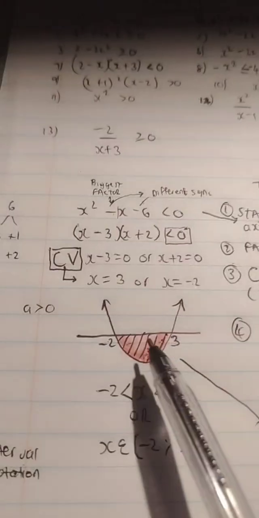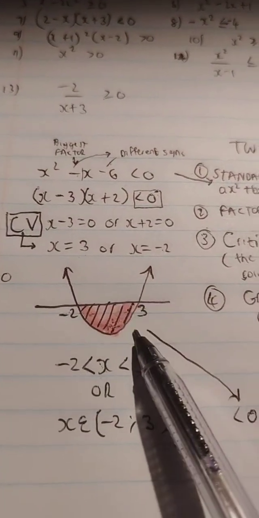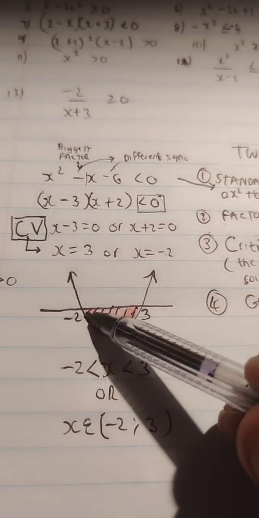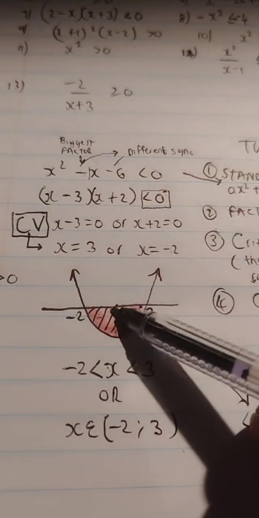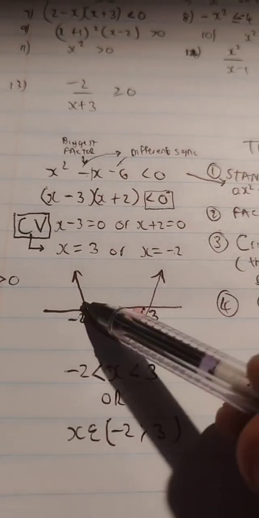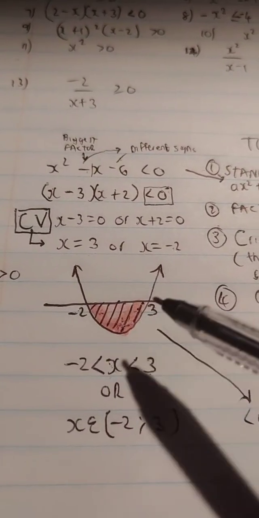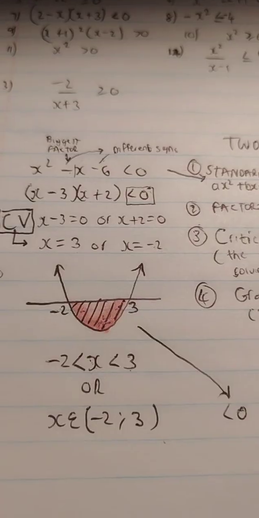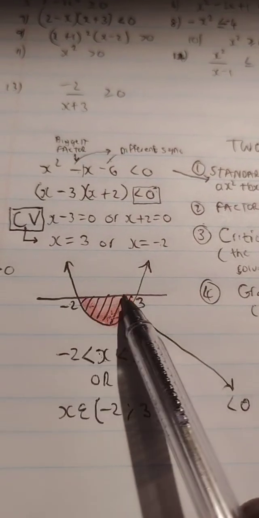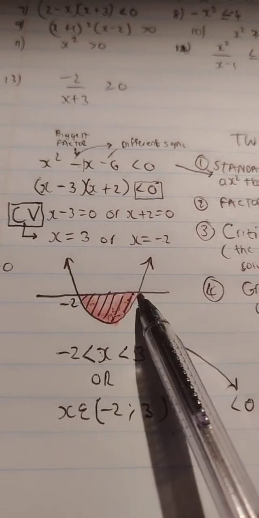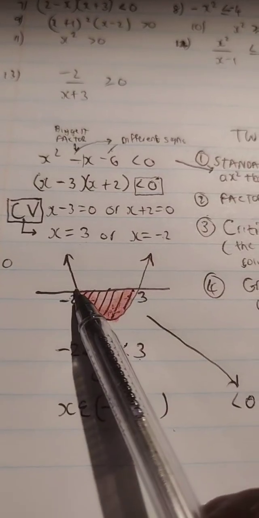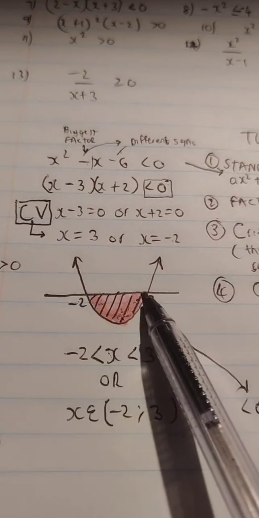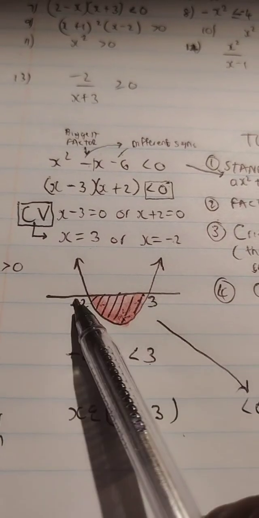So we go to our graph and we mark where it is below the x-axis. Here, guys, that's where it's below the x-axis. This shaded pink area is below the x-axis. Which x values show us below the x-axis? It is between the critical values.